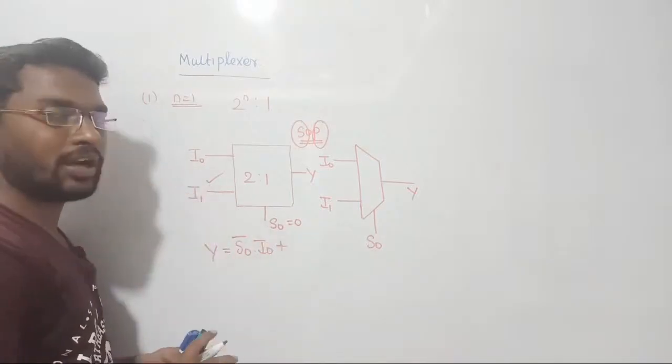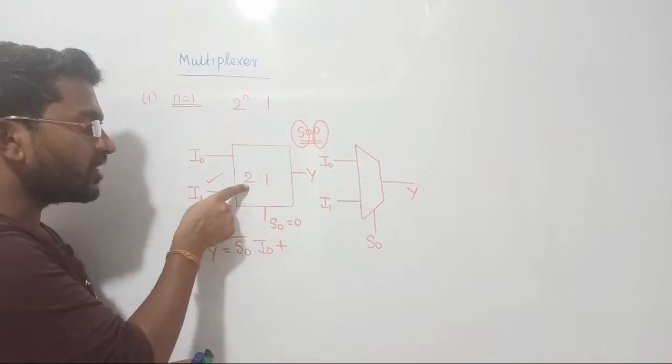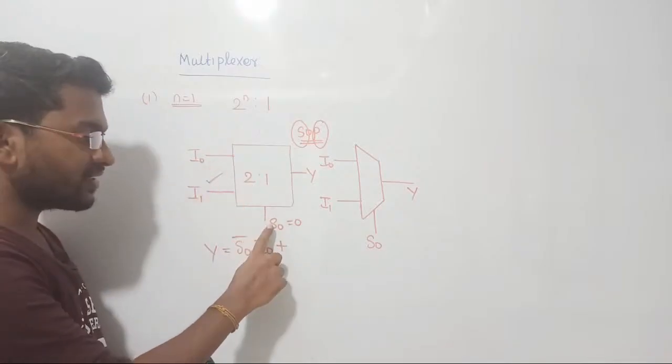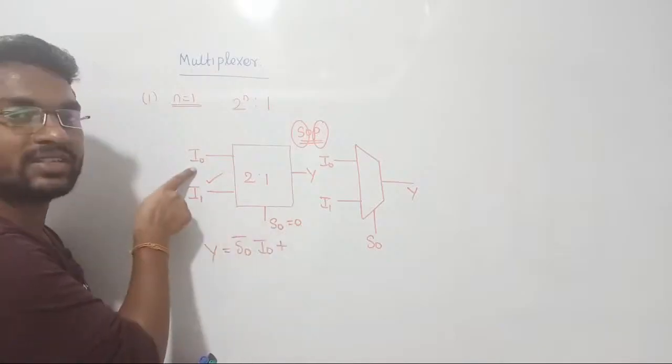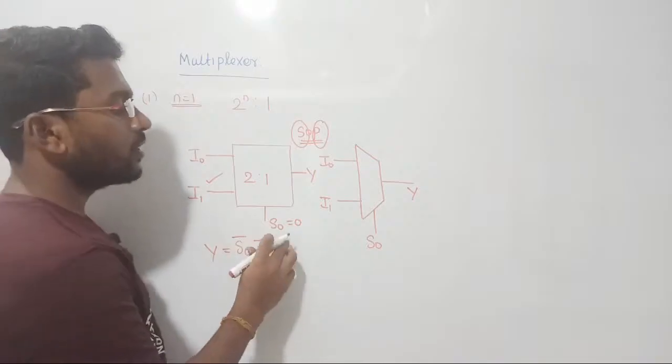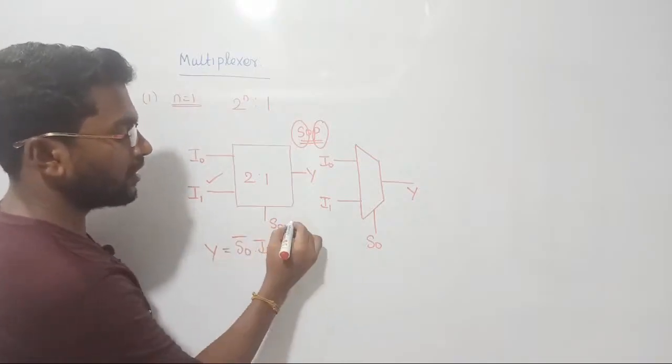Guys, I am repeating, in a multiplexer there is nothing to learn. 2 means we have to consider 2 input lines. Correspondingly I am considering one selector line such that if selection is 0, then I0 will be selected. If selection is 1, then I1 will be selected. That's all. Okay, fine. Next, if I am putting S0 equal to 1, then what will happen?